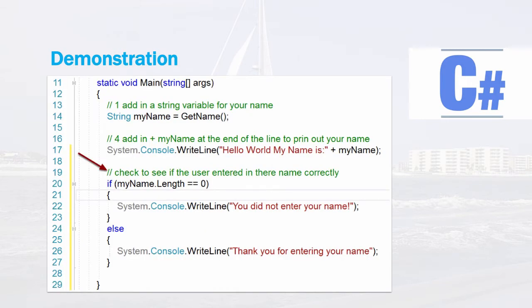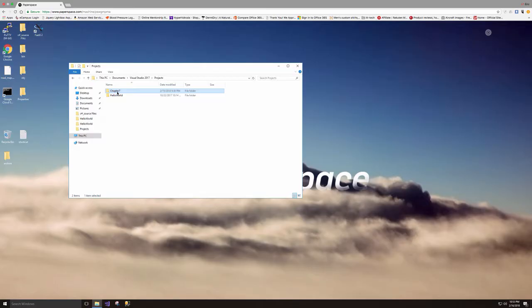If you look at the following code and look at the arrow, you'll see the new code that we're going to add to our main method. In this code, we're going to add a short if statement to check the length of the string that was entered for my name and see if it's 0. If it's 0, we're going to write out a message that says you did not enter your name. Otherwise, we're going to write, thank you for entering your name. This is a very simple example of an if statement, but is typical of how they're used in C# programs. So next, we'll go ahead and see what this looks like in Visual Studio.